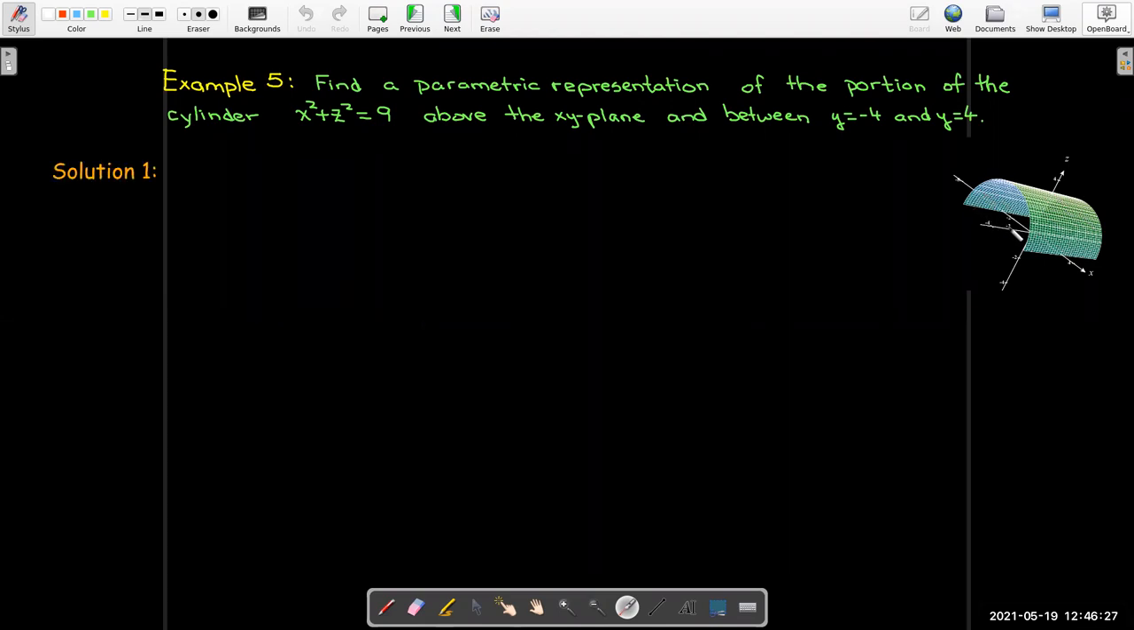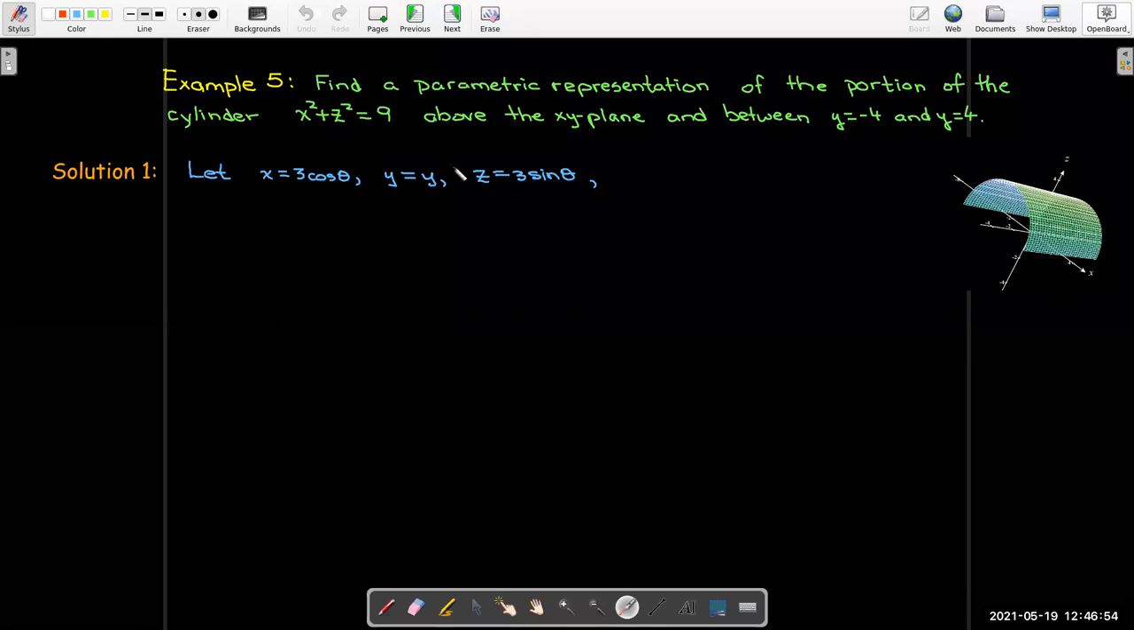So we could go back and use our Pythagorean identity for cosine and sine. So in this case, I don't need the r because x can be 3 cosine theta, z can be 3 sine theta, and y can just be y, my second parameter. And the reason is, again, that x squared plus z squared is a constant. It doesn't vary.